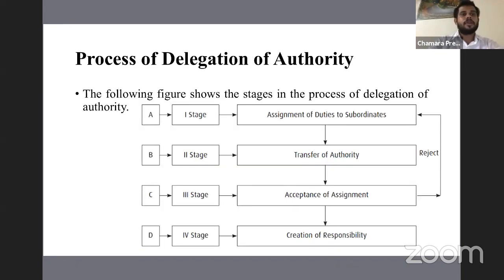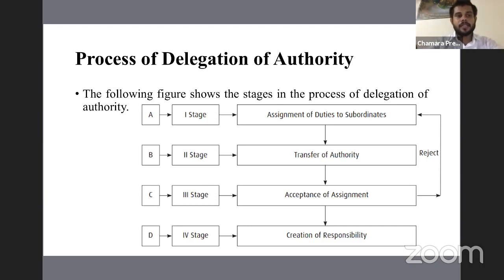Now, the process of delegating authority. This is how we delegate the authority, or in other words, this is how we pass the authority in an organization. First, assignment of duties to subordinates. So first we assign the duties: you should do this one, that one, likewise. And then, as I told you, you can't get things done by just assigning duties. You need to give the authority as well. So then you transfer the authority.